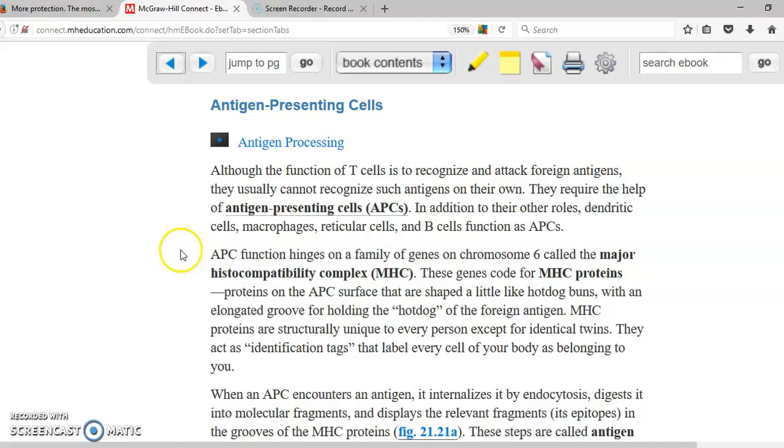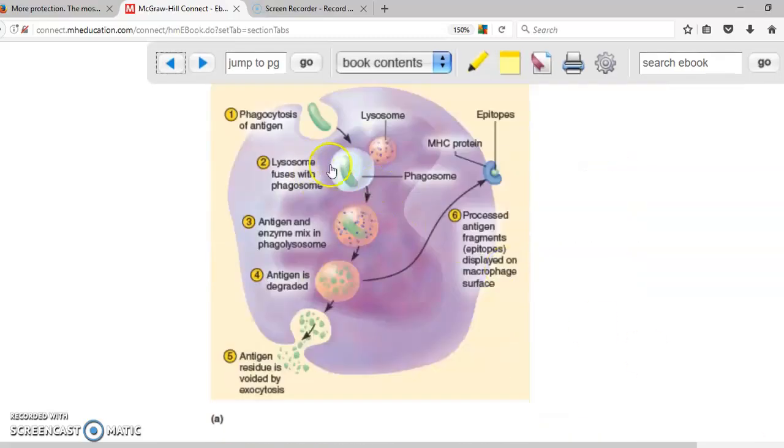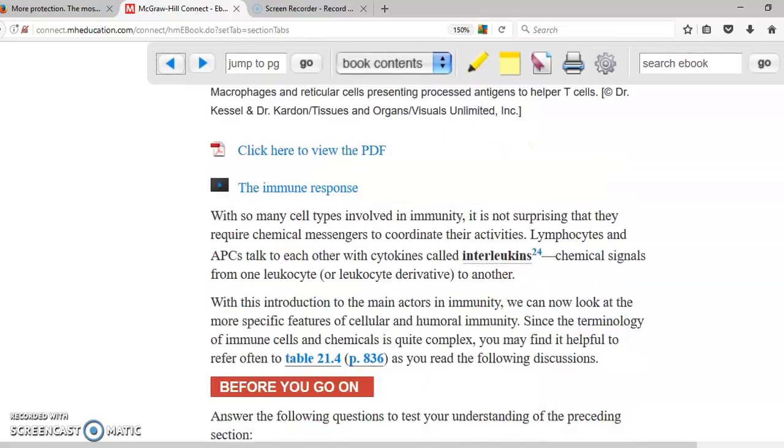What is it that antigen-presenting cells have? They have a very important thing called the major histocompatibility complex. Right here you have an example of an antigen-presenting cell. It phagocytizes the microorganism. Right here the microorganism gets destroyed. Then the pieces that are not antigenic, the antigen-presenting cell will get rid of. But the antigens are going to be processed and displayed in the cell membrane using the MHC, which is the major histocompatibility complex.